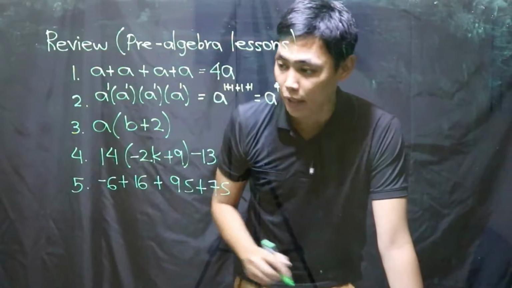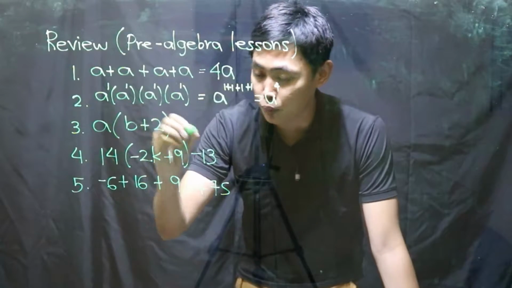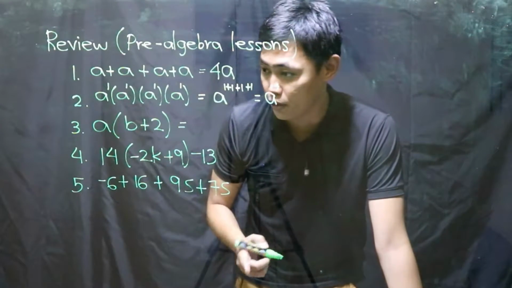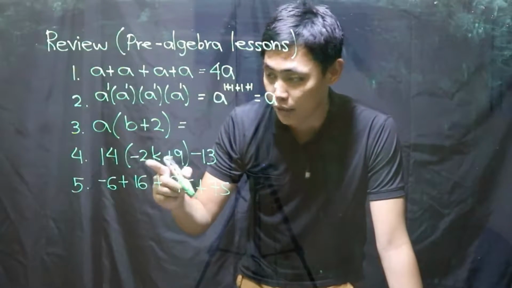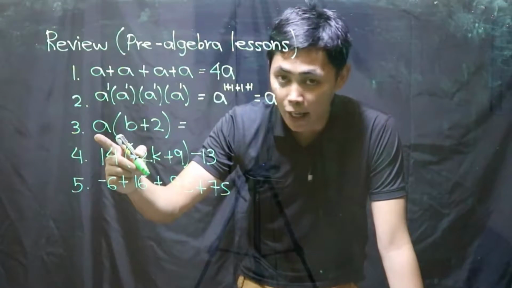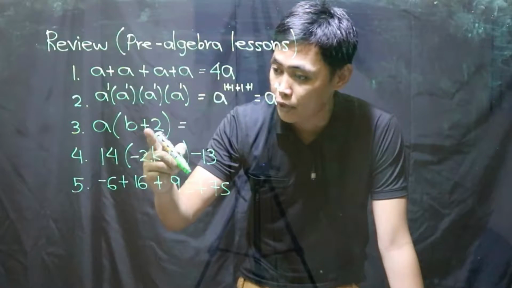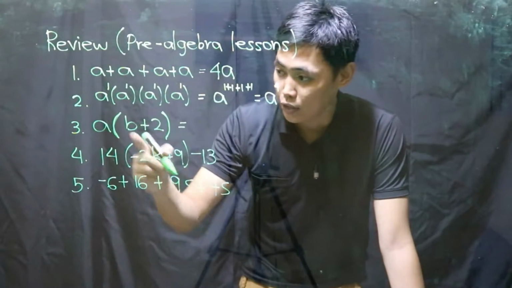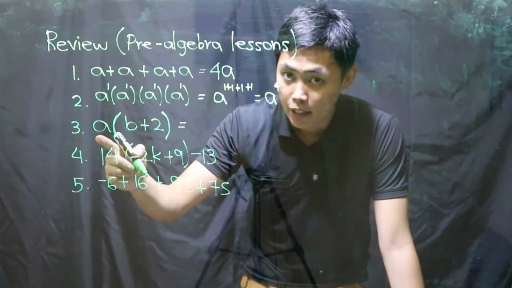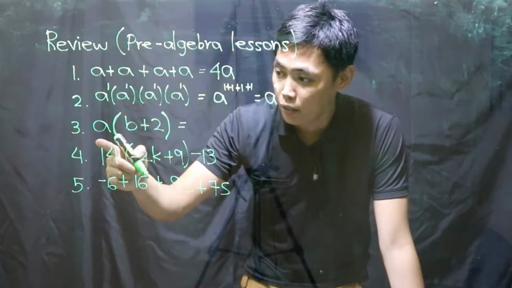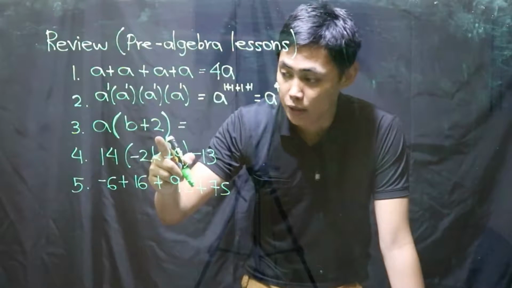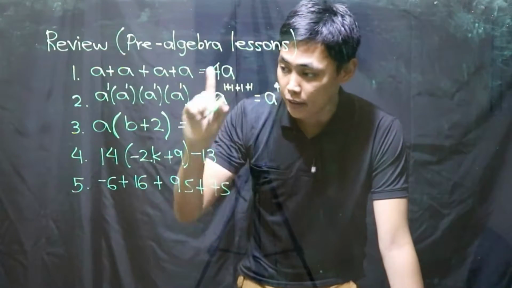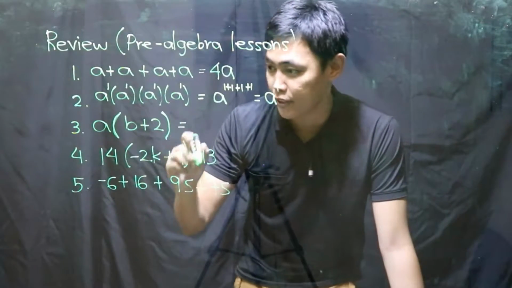How about number 3? Number 3 is what we call the distributive property of multiplication. So here's how it goes. We have a quantity b plus 2 in parentheses. This means that a should be distributed to these 2 terms, b and 2. Okay? So let's simplify this now.